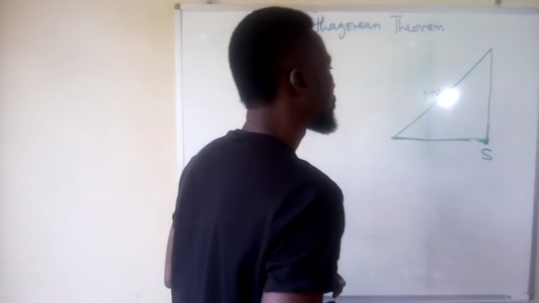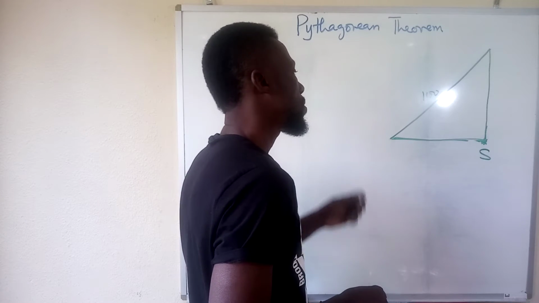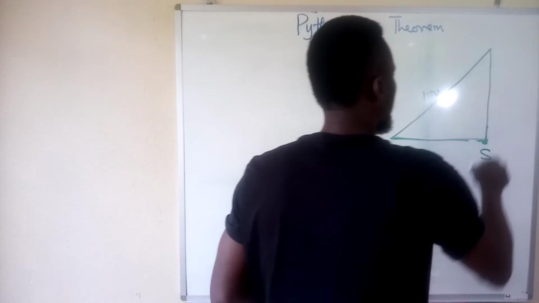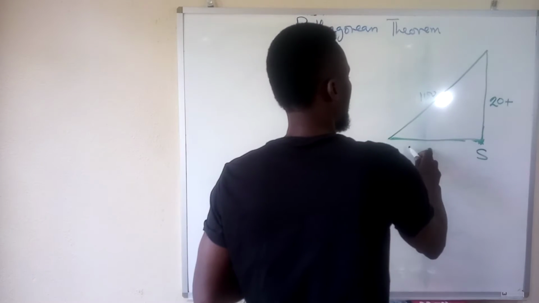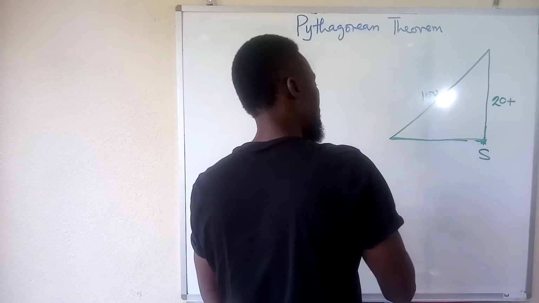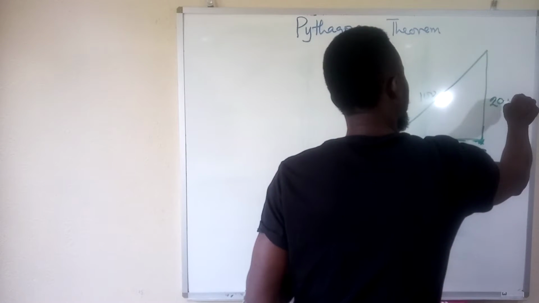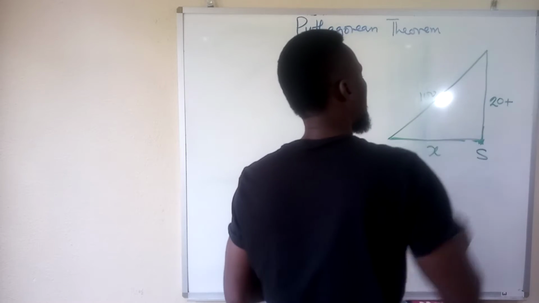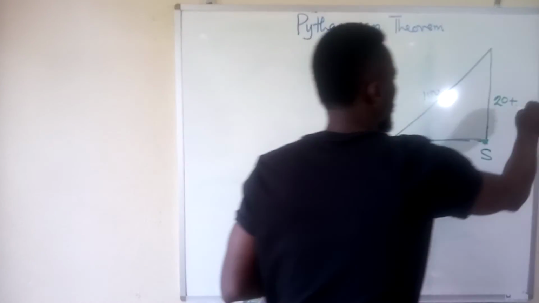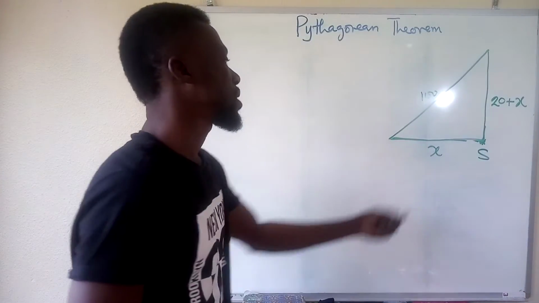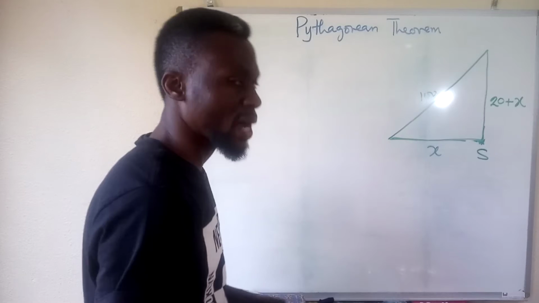And then they said that the car headed north has done 20 miles further than the one traveling south. So if that is the case, let's put here 20 plus. Let's say the distance traveled by the car headed south is x. Then the distance covered by the car headed north will be written in relation to the distance traveled by the car headed south, so that will be 20 plus x. The square of this plus the square of this should give us the square of the distance that they are apart from each other.